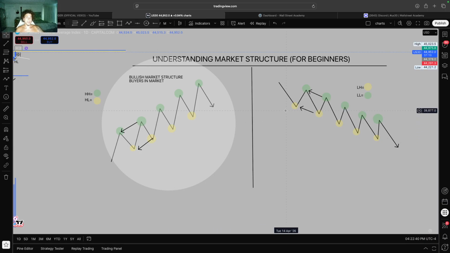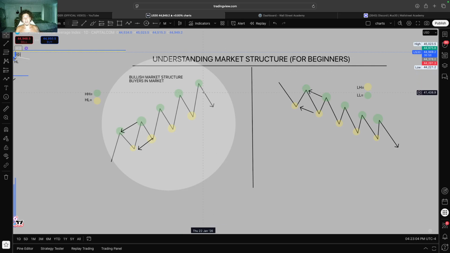All right, so as I was saying, lower high, lower low, lower high, lower low, lower high, lower low, lower high. This is a bearish market. I just want y'all to keep in mind, it's plain and simple. Bears, so sellers; bulls, buyers.